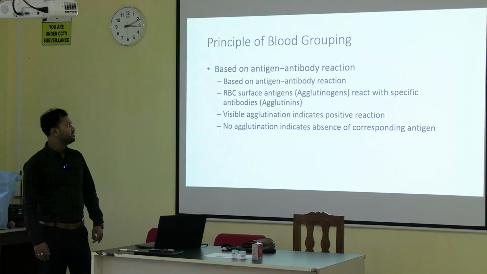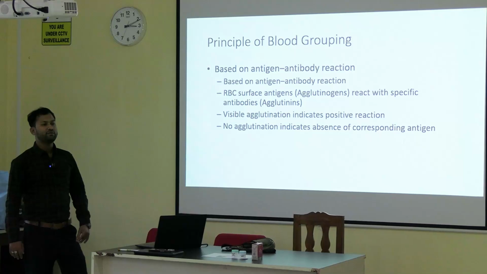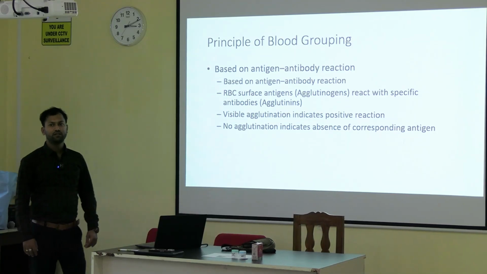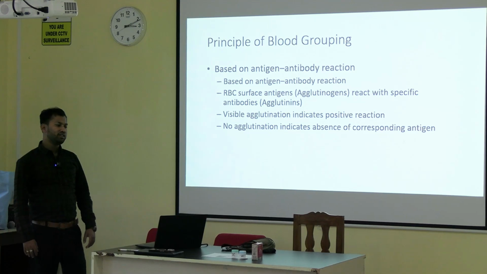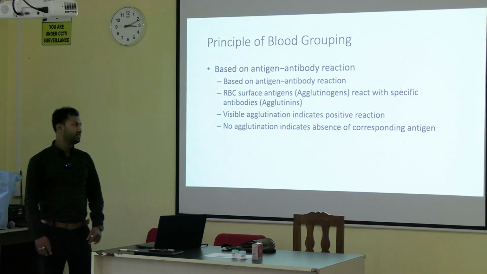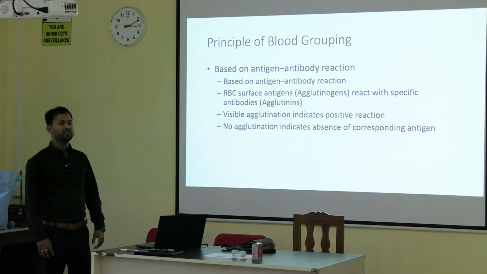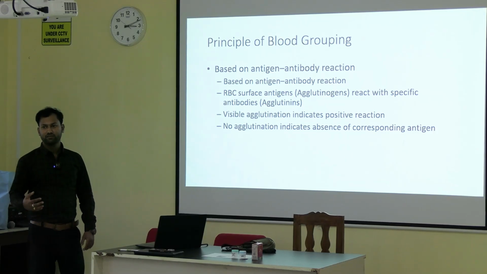Now, what is the principle of this blood grouping? It is a test based on antigen and antibody reaction. The antigen is present over the surface of the RBCs, and the antibody we are just giving from these tubes. There are different types of bottles which will have these different types of antibodies. So we are artificially providing these antibodies for the reaction.